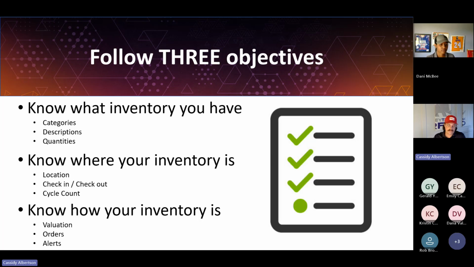So that's the first objective. The next one is to know where your inventory is. This is a great example of working from a purchase order. If I've got a purchase order out with a company and I'm expecting 10 units, knowing that those 10 units are coming and where they're coming from is very important.